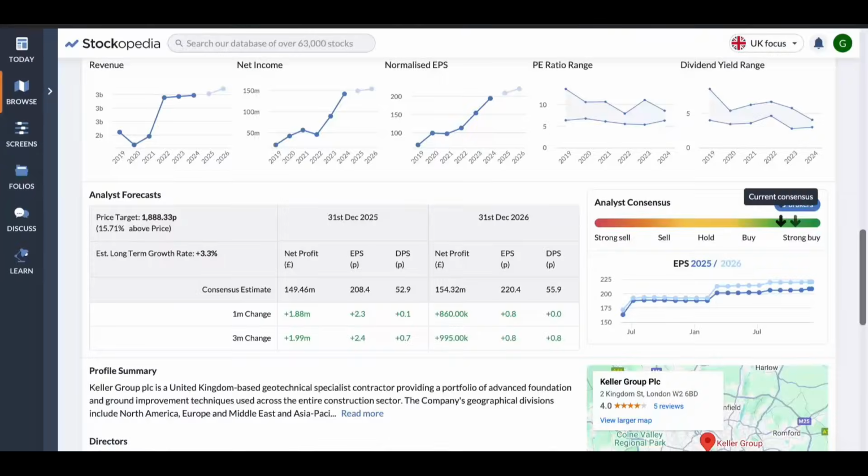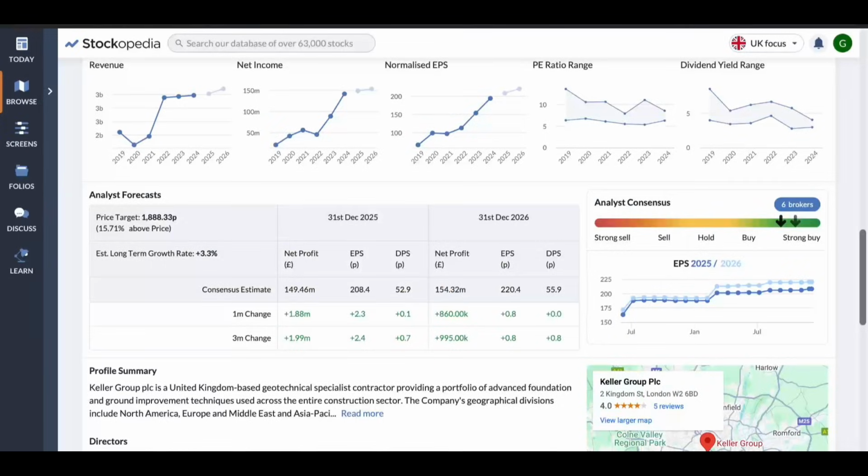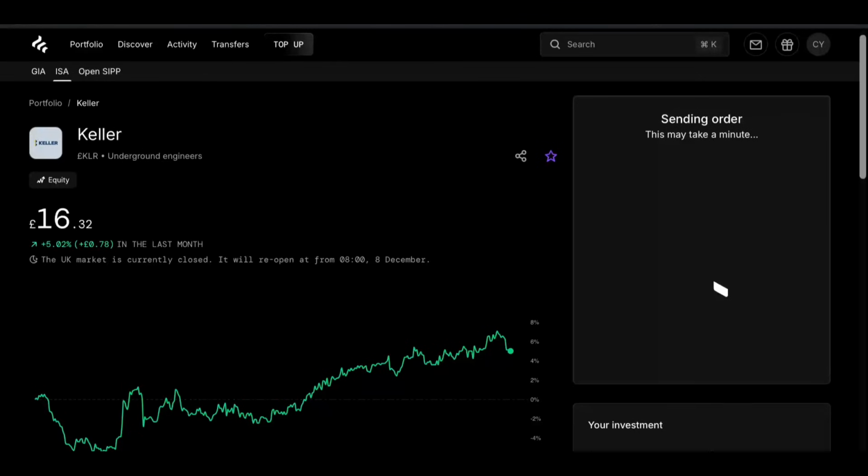Right now, the analyst consensus is a strong buy with 2 buys and 3 strong buys with 1 hold, and as we can see, their price target is around 1,888 pence, which is close to 16% above the current price. For this month, I'm going to look to add 1 share of Keller to my portfolio, which is going to cost me £16.40.